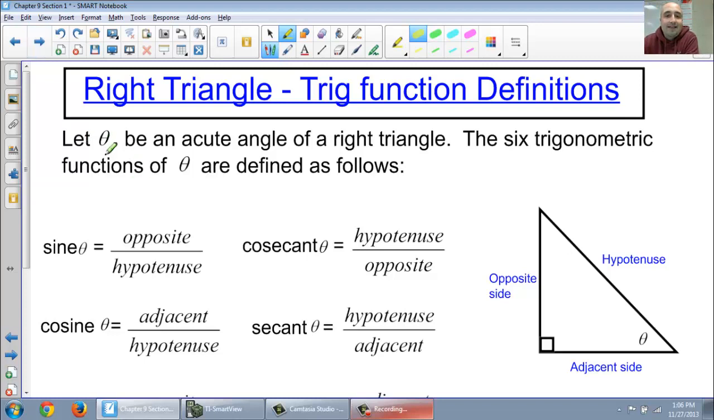It says let theta, this is the Greek letter theta. Theta is spelled T-H-E-T-A. It's a Greek letter. Let theta be an acute angle. Remember, acute angles are less than 90 degrees in a right triangle. The 6 trig functions of theta are defined as follows.